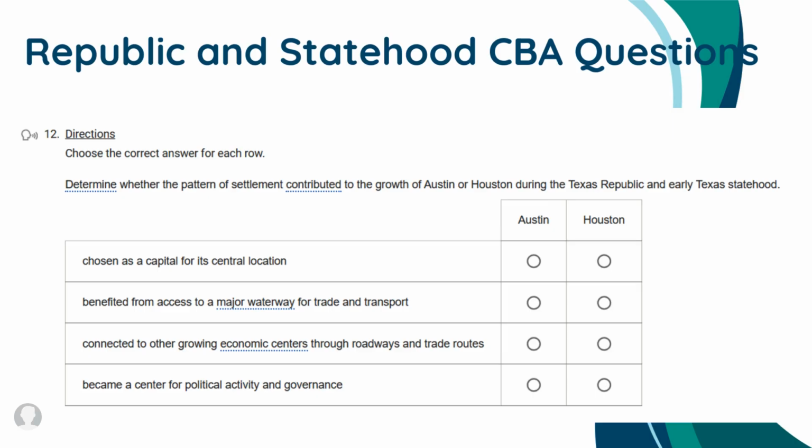So, we're going to take a look at some of the CBA questions related to our priorities. This CBA item makes the connection between geography and settlement patterns explicit. Students have to evaluate why Austin and Houston grew based on geographic access, waterways, roads, political functions, and economic connections. Students who struggle with 4.7A and 4.7B will struggle on questions like this because they rely on interpreting geographic evidence.